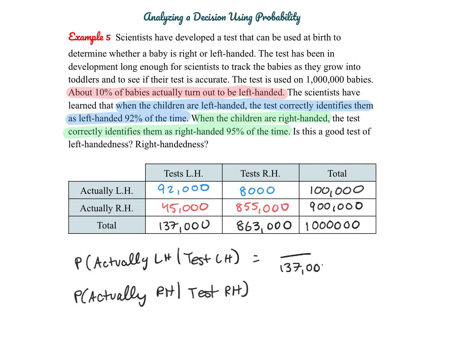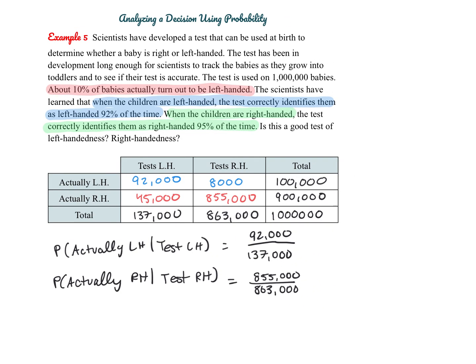For this first conditional probability, the condition is that they test left-handed, so that would be this many toddlers in the survey, and then 92,000 of them are actually left-handed. And for this one, the condition is that they test right-handed, so 863,000. How many of them are actually right-handed? 855,000. And let's get some decimals for those. So for this first one, you get about 0.67.